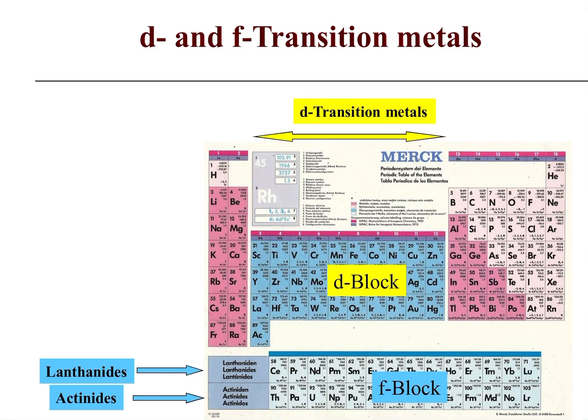As you see here, transition metal is the d block. It has a maximum of 5 orbitals and 10 electrons, 2, 3, 4, 5, 8, 10 electrons, and it is a transition metal. The f block is the lanthanides and actinides, and it has 7 orbitals and a maximum of 14 electrons that this group can have.